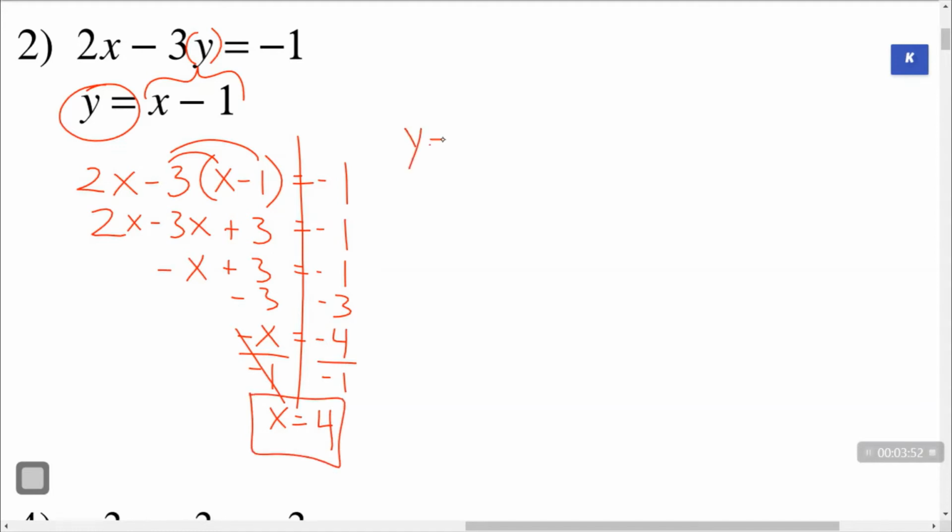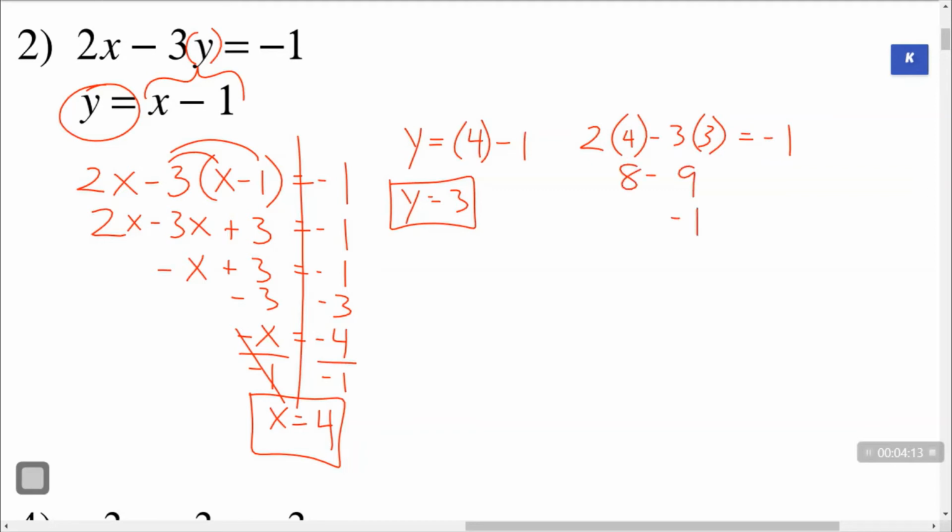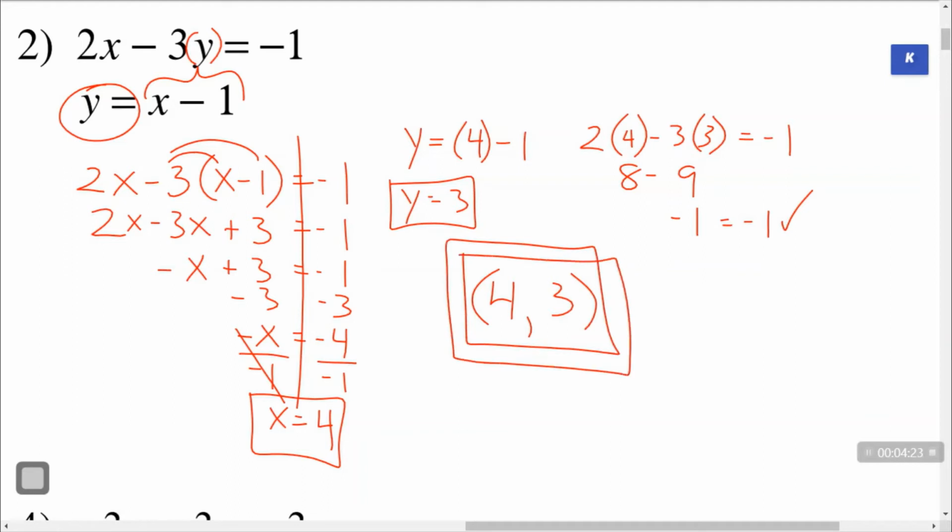Once I know x, I've got to go back and find y. All right, that was pretty simple. But let's make sure that it works. I'm going to check my answer in the other equation. I must use the other equation to check it. And 8 minus 9 is negative 1. So negative 1 equals negative 1. It works, and I write my answer as x, y in ordered pair form, x first, then y. All right, let's try another one.